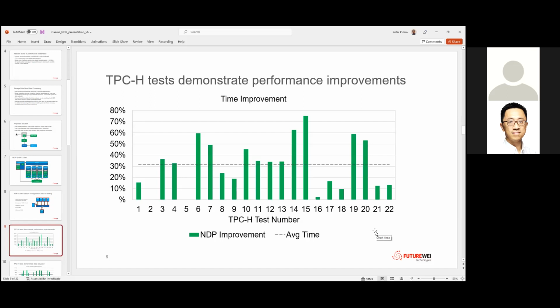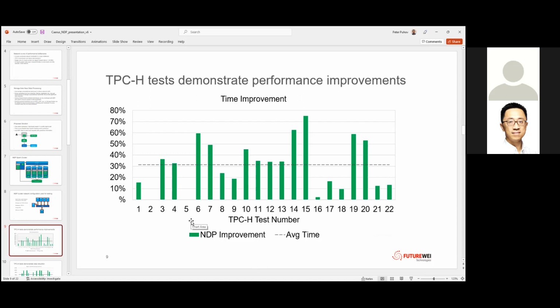Another interesting point is that not all the tests actually benefit from it. We can look at test 2 and test 5, where there is no improvement. For test 2, for example, they have a complex UDF in front of the filter, and therefore we cannot push it down, because Spark UDFs are organized in such a way that right now it's difficult to push them down.